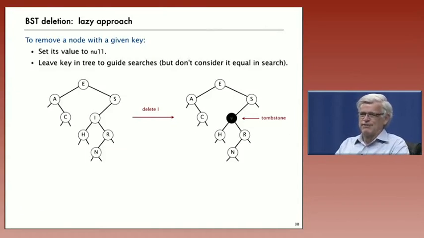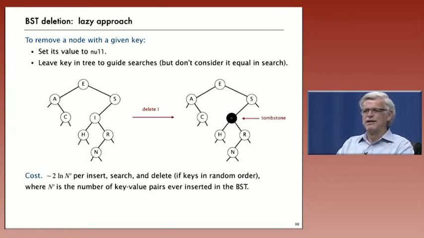Well, let's take a look at a very lazy approach, which we set up for in our basic conventions for symbol tables. What we can do to remove a node with a given key is just mark it with a tombstone. We'll leave the key in the tree to guide searches, but we won't count it as being in the symbol table. And actually, you can make some progress with this kind of method, leaving tombstones throughout the tree, and as long as there aren't too many deletions, you can keep the search cost and deletion and insert cost to be logarithmic.